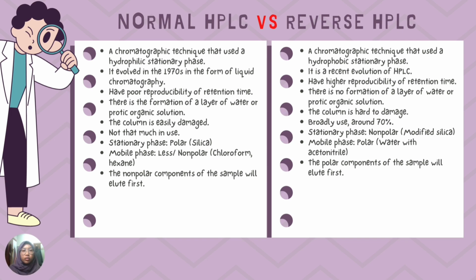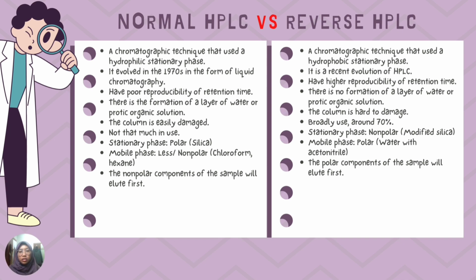The stationary phase that was used in normal HPLC is a polar compound like pure silica, and the mobile phase is either less polar or non-polar at all, like chloroform and hexane. Because the stationary phase is polar, the non-polar components of the sample will elute first. So to increase the elution time, the polarity of stationary phase might have to be increased.